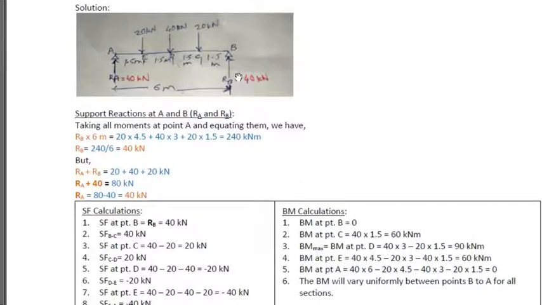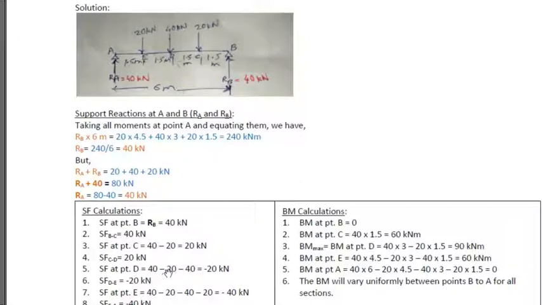So this is plus 40 and this is minus 20. So SF at point C is 40 minus 20, which becomes equal to 20 kilonewton. Then this 20 kilonewton will continue for the whole section CD. So therefore SF for section CD is equal to 20 kilonewton. Now at point D, the SF is going to be plus 40 minus 20 and minus 40.